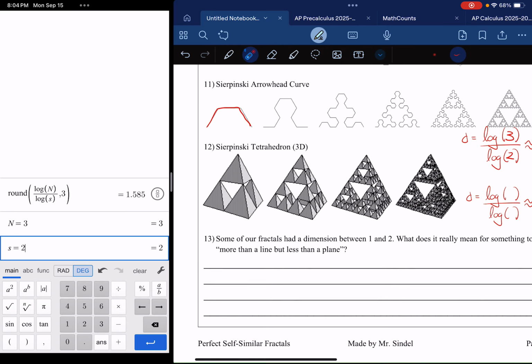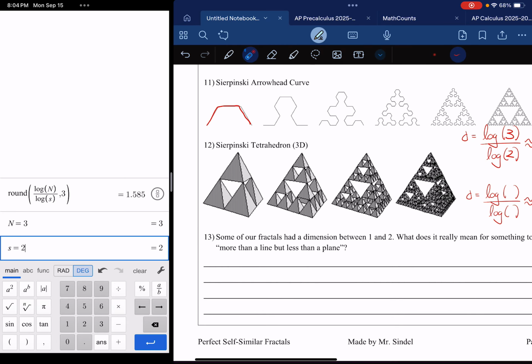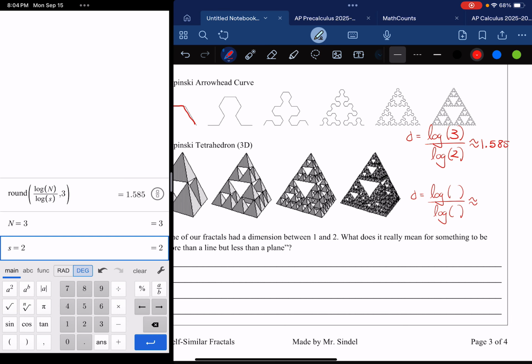All right, this is Mr. Sandell's favorite. I had to throw it on here. The Sierpinski tetrahedron. This is where your mind will be blown. I hope it's blown. It blew my mind when I first saw this. So let's first look at this tetrahedron right here. That one tetrahedron is going to turn into this piece of the tetrahedron right here. There's one piece that turned into 1, 2, 3, 4 pieces. So I have 4 self-similar pieces.